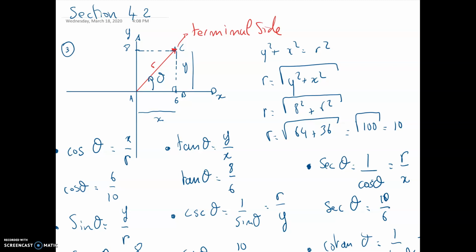Hello everyone. So we are going to talk about section 4.2 today, which is about the definition of trigonometric functions. And in this problem number 3, you just have to find the value of the trigonometric functions of the angle in standard position whose terminal side passes through the given point. So in this problem number 3, you have the point right here.